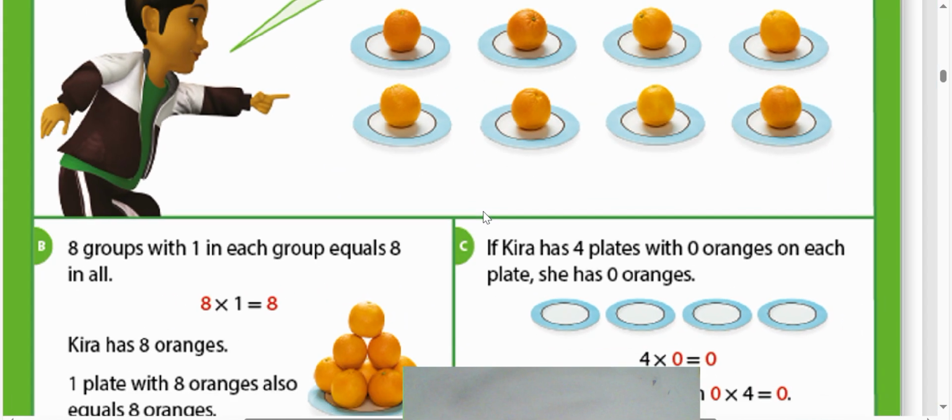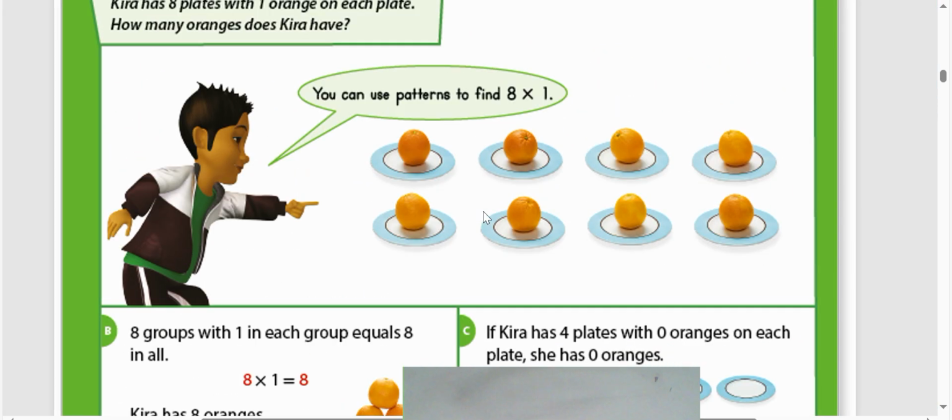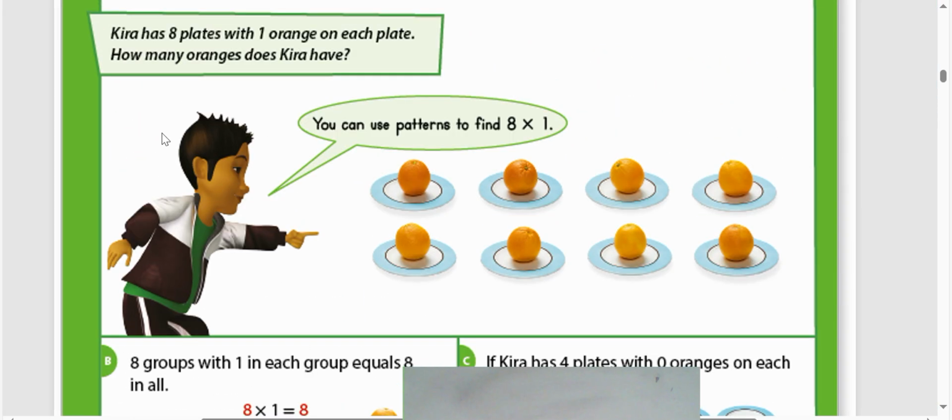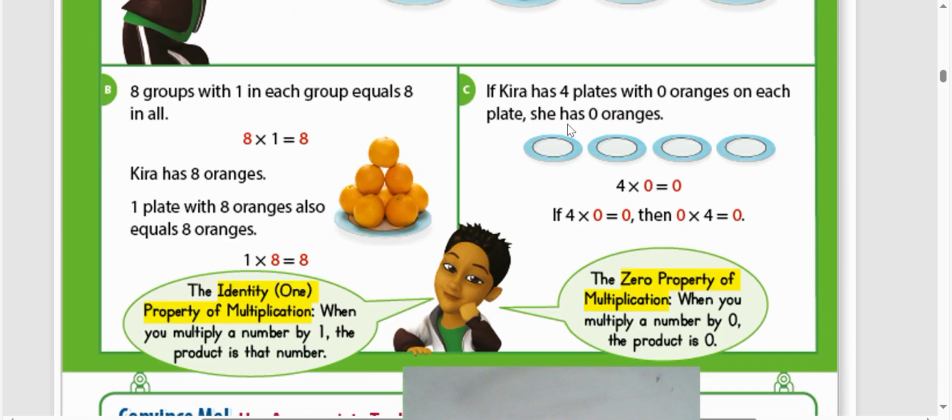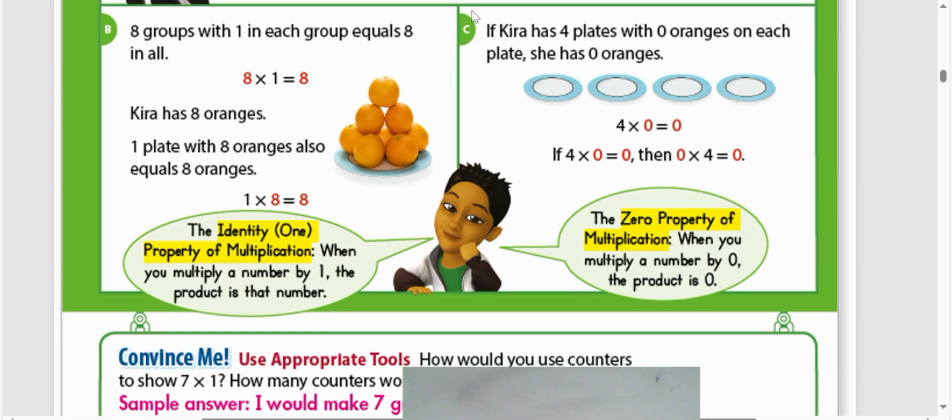Next, practice here. Kira has 8 plates with 1 orange on each plate. How many oranges does Kira have? We have 8 multiplied by 1. 8 multiplied by 1 equals 8. And the total number here will be 8. Any number multiplied by 1 equals the same number.